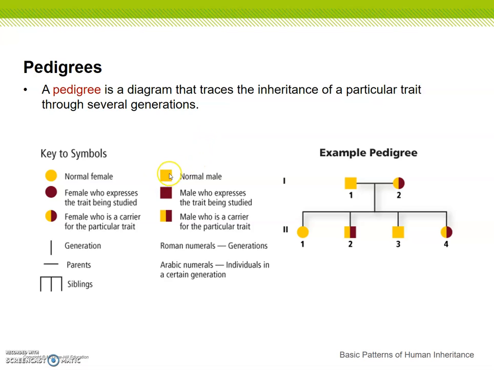Okay, the yellow square is a normal male, a dark reddish square is a male who expresses the trait being studied, and then a half and half yellow and red square is a male who is a carrier for the trait, but he does not express it.